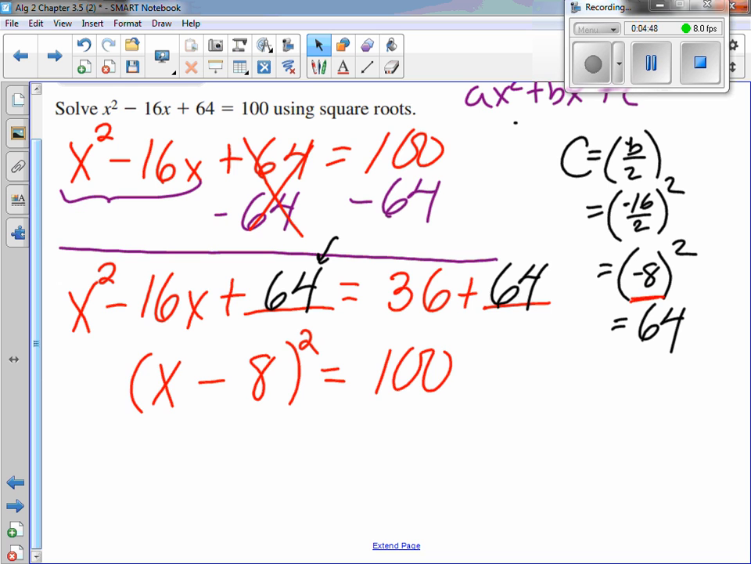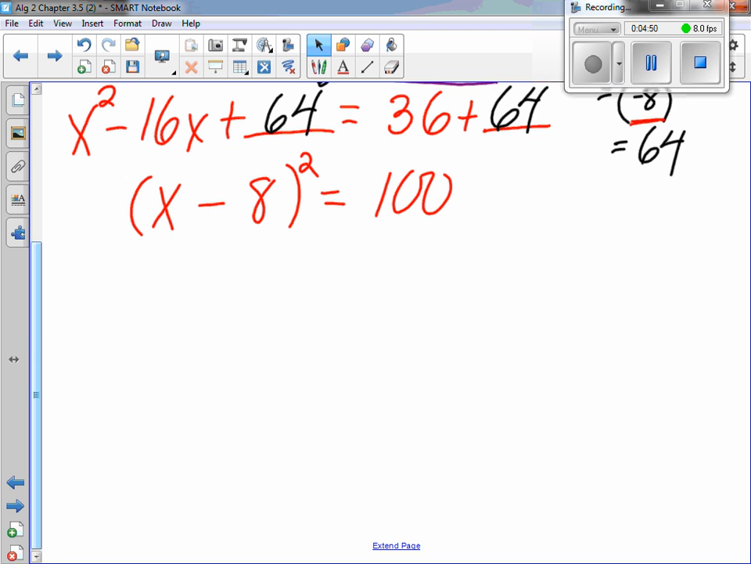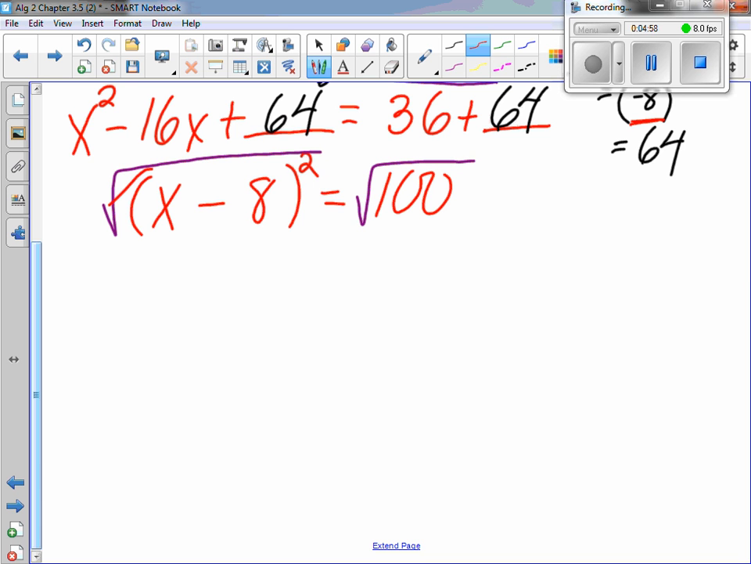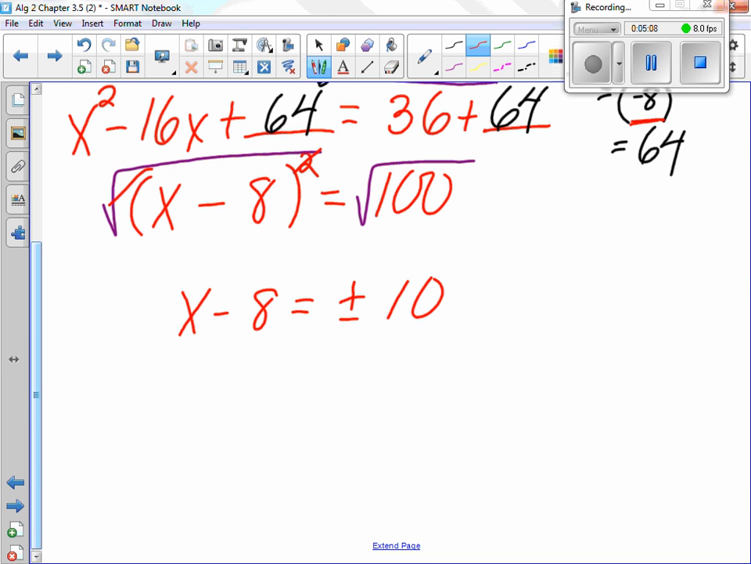It'll work either way. Now what do we need to do? We need to square root both sides, because the square root and square cancel, giving me x minus 8 is equal to plus or minus the square root of 100, which would be 10. And then our last step would be 2.